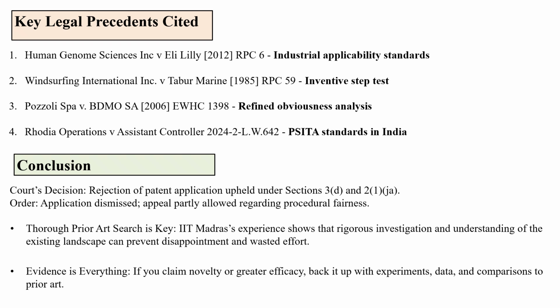So, the outcome of the case: the court upheld the rejection under Section 3, Clause D and Section 2, subsection 1, Clause JA. However, it allowed the appeal in part, acknowledging procedural unfairness under Section 3, Clause A. Ultimately, the patent application was dismissed.